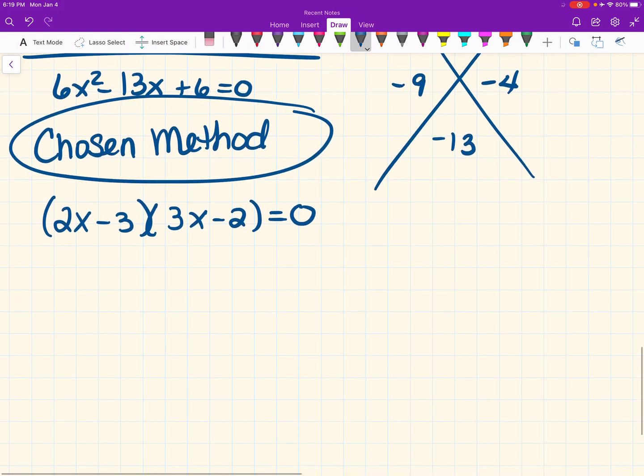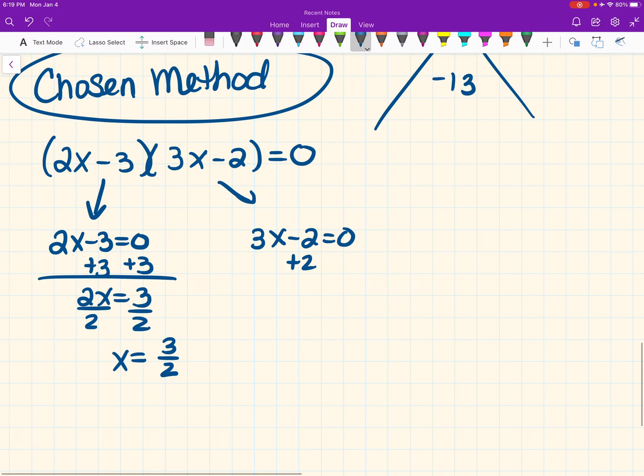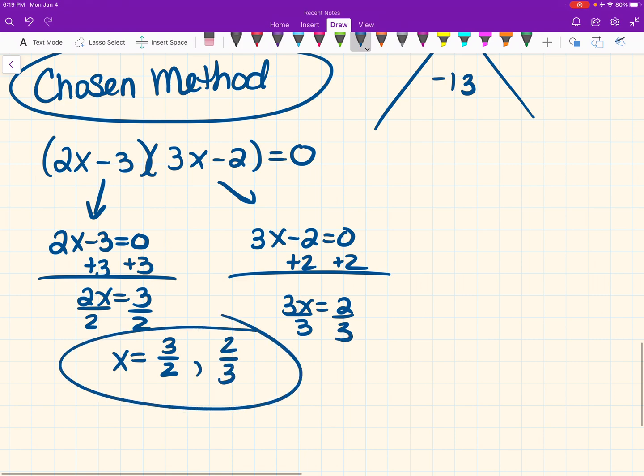Again, ZPP, zero product property, says each one has to be equal to 0. And so I separate them out and I set them equal to 0, and then I solve them. These are where you need to be really careful. I add 3 to both sides, and then I divide both sides by 2. So x equals 3 halves. I do not want the decimal. Add 2 to both sides on this one. So 3x equals 2. Divide by 3. And so the two places it's going to cross the x-axis, which will be hard to tell in the graph, is 1.5 and 2/3. Okay?